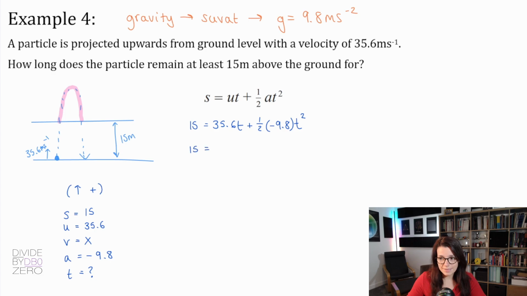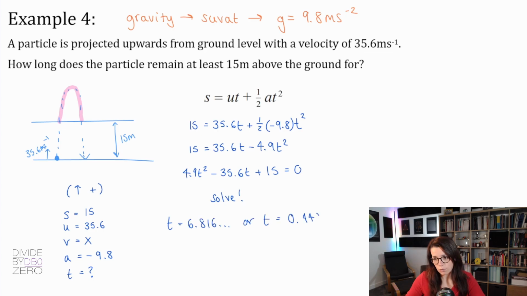Just going to expand those last brackets to make it easier to see and rearrange into a nice quadratic. Solving, as expected, we're going to get two t values, and in this case t is 6.816 or 0.449. Think about why it makes sense that there are two t values here for when s is 15. That must be at these points. So this point when it first reaches 15 meters, and then this point when it comes back down to 15 meters, all relative to its starting point on the ground.